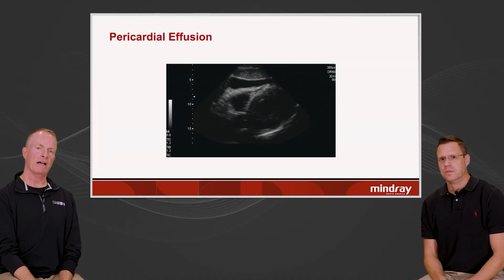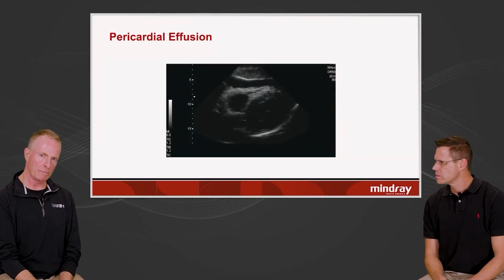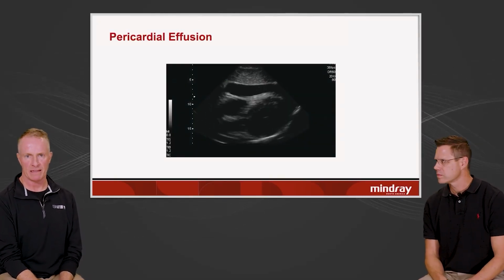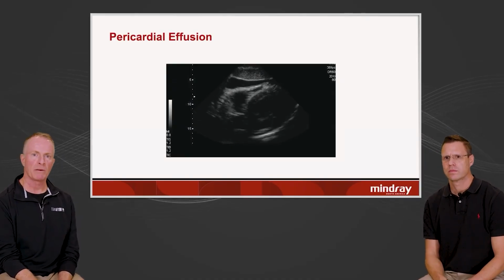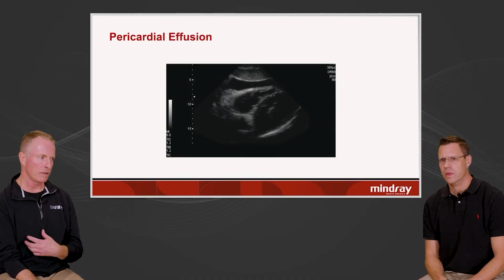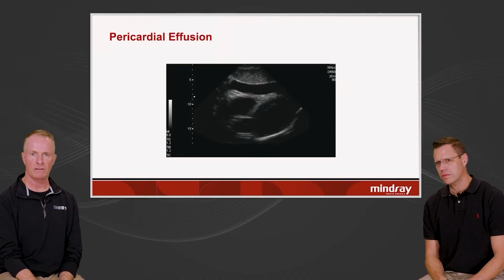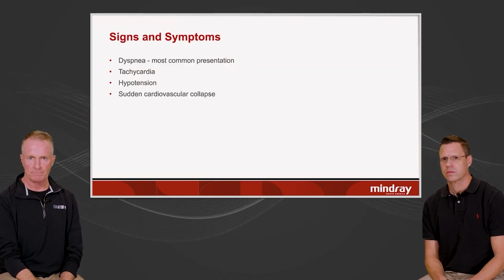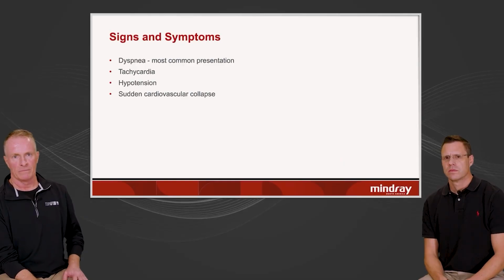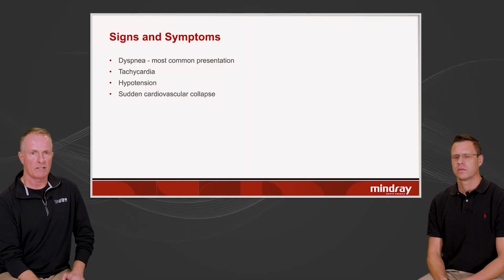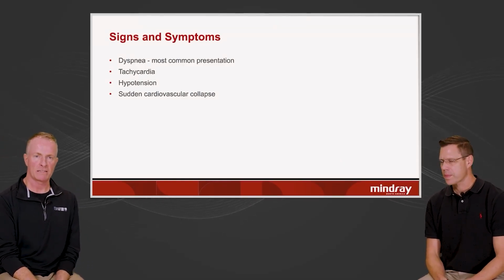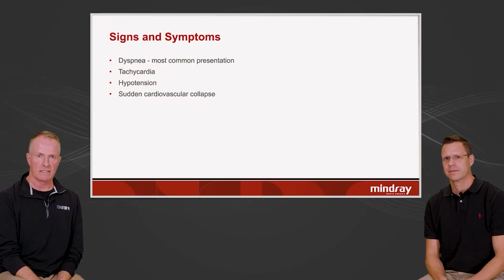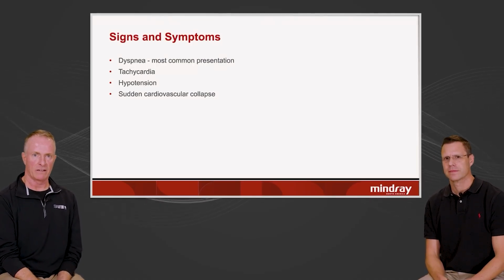In the subcostal view, this is a diagnosis that the subcostal view is best at. So if you think you see a small pericardial effusion in one of the other windows, like parasternal or apical, go to the subcostal. Sometimes it'll look a lot bigger. Like I said, dyspnea is the most common presentation. Patients will often be tachycardic, sometimes hypotensive. And depending on what's causing it, they can have a sudden cardiovascular collapse.